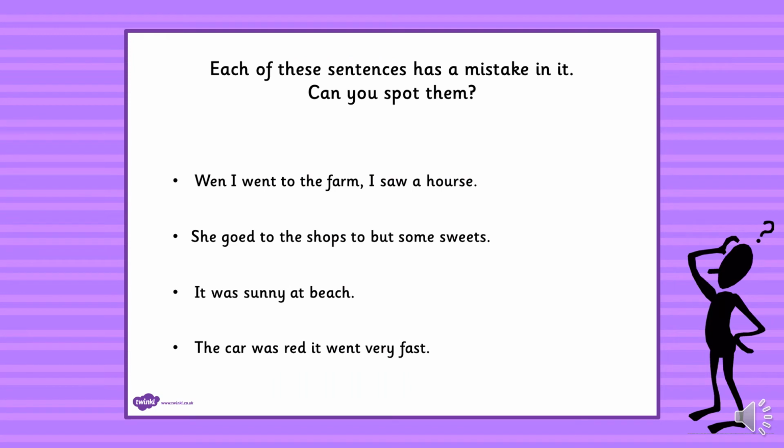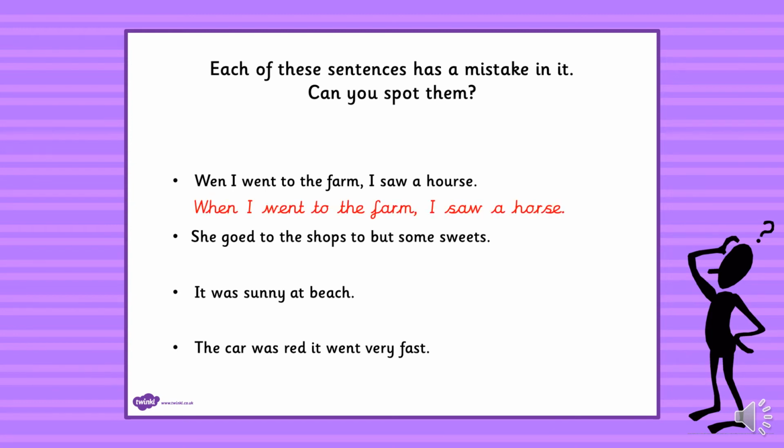Have a look at these sentences. Each of them has a mistake in it. Pause the video for a minute to have a careful look at them and see if you can spot all the mistakes. Your first sentence says, when I went to the farm, I saw a horse. The second sentence says, she goed to the shops to buy some sweets. The third sentence says, it was sunny at beach. And the last sentence says, the car was red, it went very fast. Where are the mistakes and can you correct them? We'll go through the answers together in a moment.